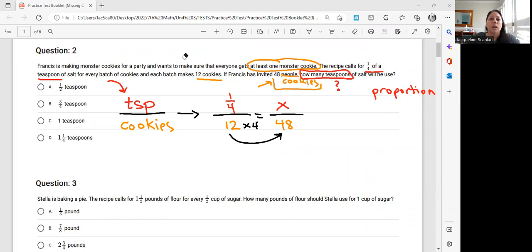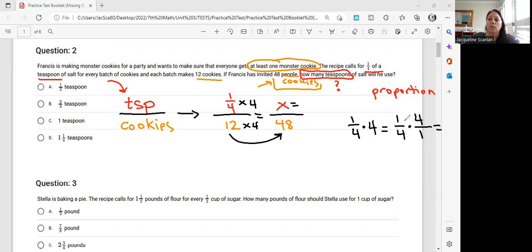Whatever I do to the bottom, I'm going to do to the top. So I'm going to take 1/4 and multiply it by 4. And that's going to give me what X is. So off to the side, I'm going to do 1/4 times 4. Remember, when you're multiplying a fraction by a whole number, you put your whole number over 1. Every whole number sits invisibly on top of the number 1.